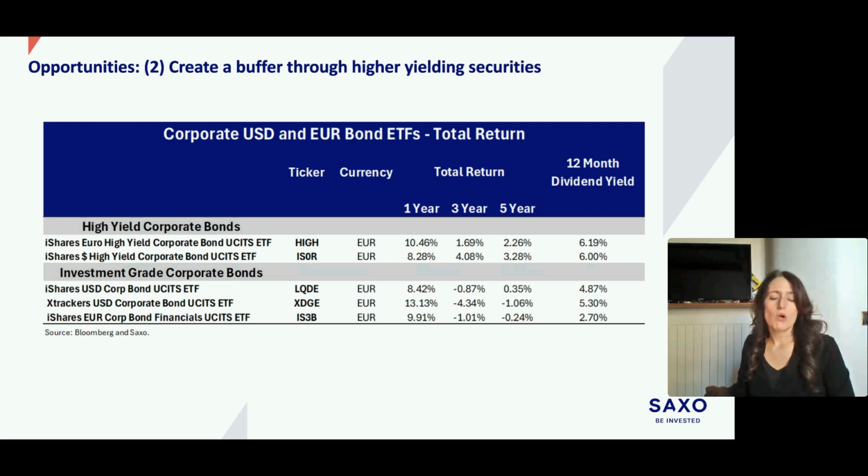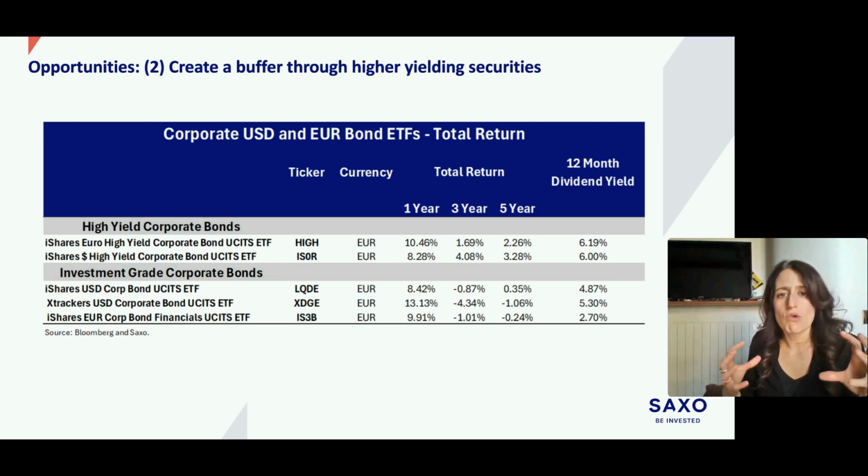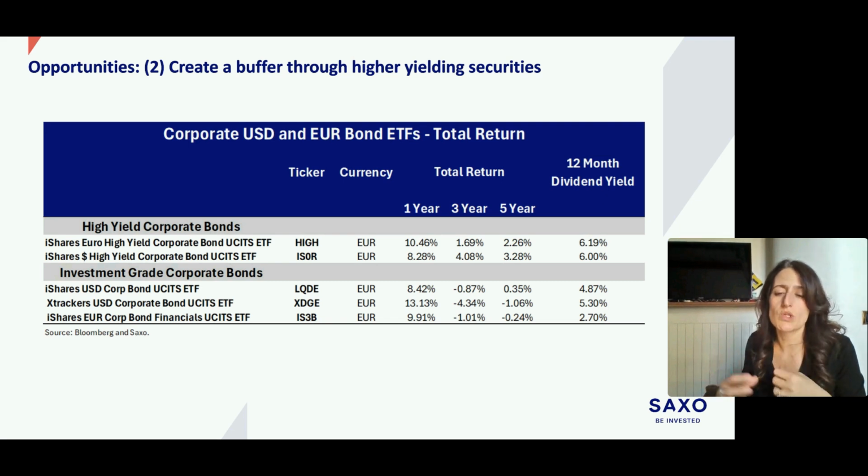So the second opportunity: create a buffer through high yielding security. And this is what I also talked about at the beginning of the presentation. If we have monetary policy or inflation surprises, it's important to secure a yield high enough to create a buffer against these surprises. And how can you do that? You can do that through corporate bonds.